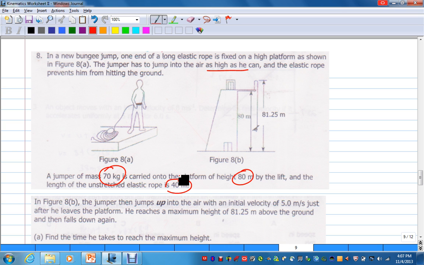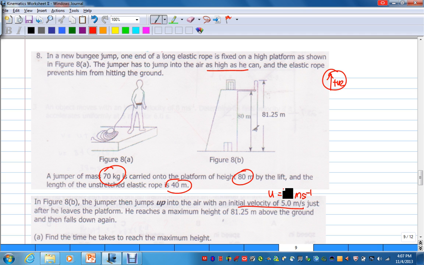Then in diagram 8b, the jumper jumps up into the air with an initial velocity of 5 meters per second. Okay, so that is my u, which is 5 meters per second. Before we move on, it will be good to define our sign convention. It doesn't matter whether you take upward positive or downward positive. So let's take upward positive since the jumper jumps up. So upward positive, then my u will be positive 5.